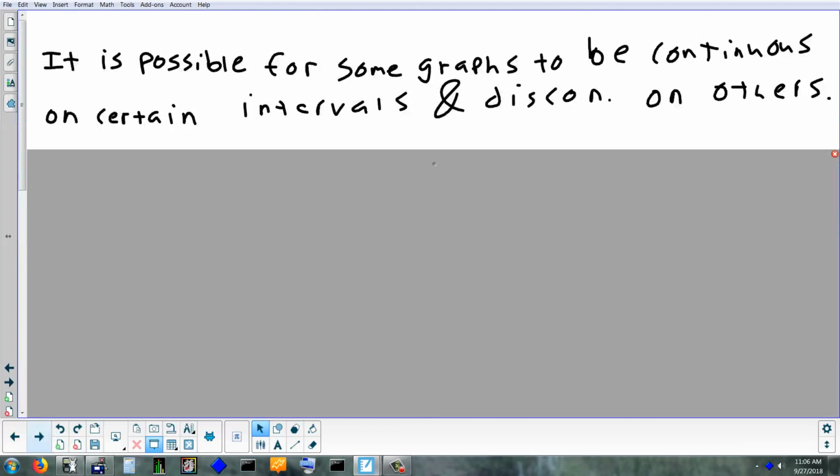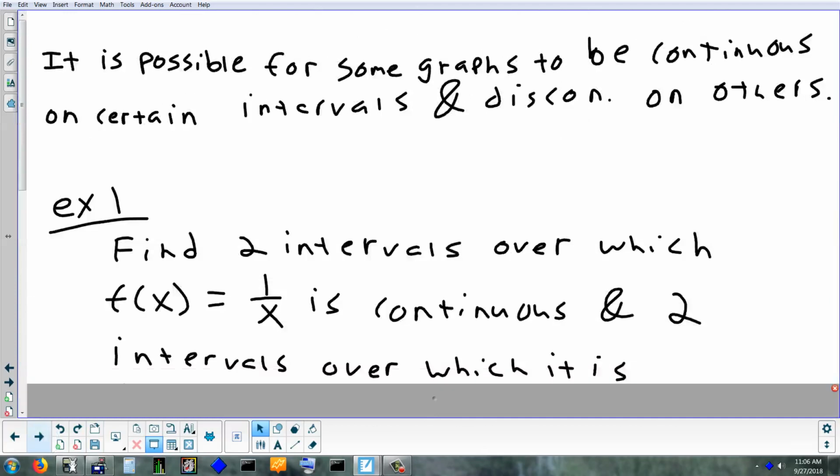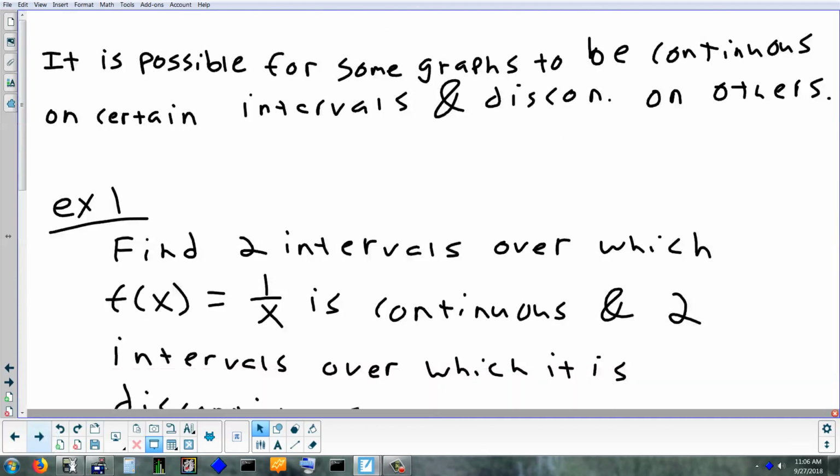So it's possible that you could have a graph and you could maybe find certain sections that you could trace and then other sections that you couldn't. So you might have some intervals that are continuous and some that are discontinuous. So what we're going to do is look at exactly that. We're going to graph 1 divided by x. And I want you to name 2 intervals where you can trace between a starting and an ending value, and 2 intervals where you can't.